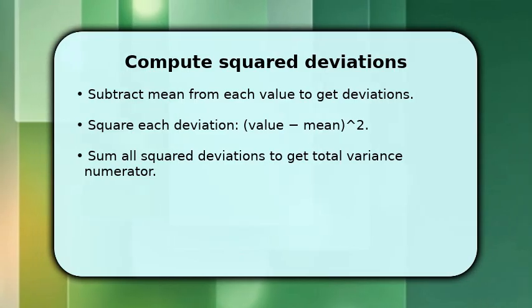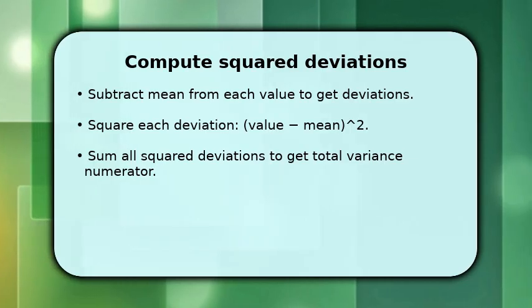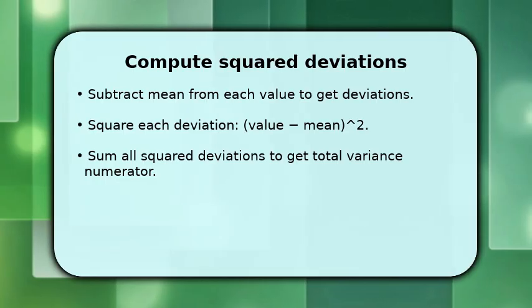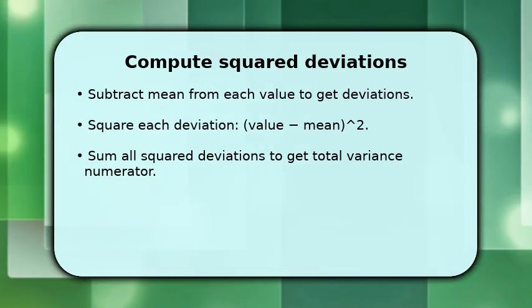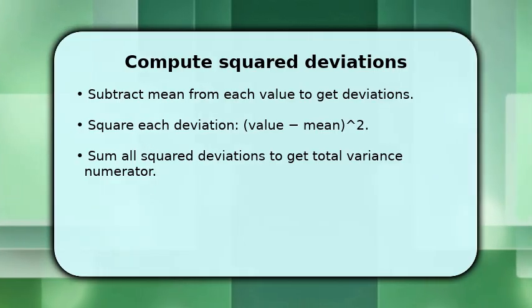After squaring, sum all squared deviations. This sum is the numerator used for variance. Make sure to keep consistent units. Squared units will result. If you chose sample data, you will divide by n-1. For population data, divide by n. Hold that quotient, the variance.